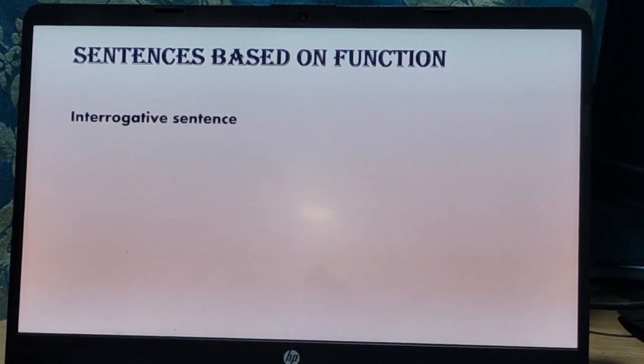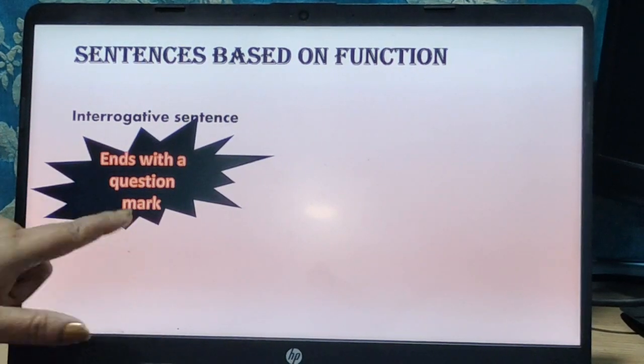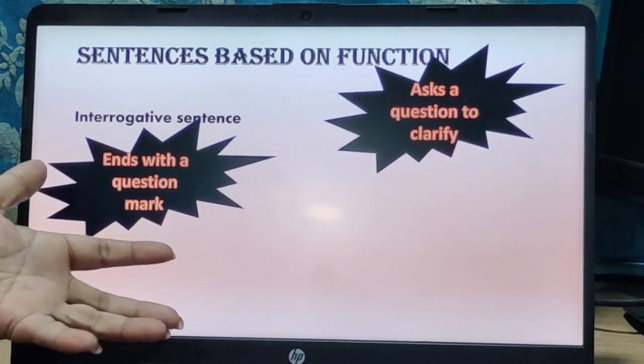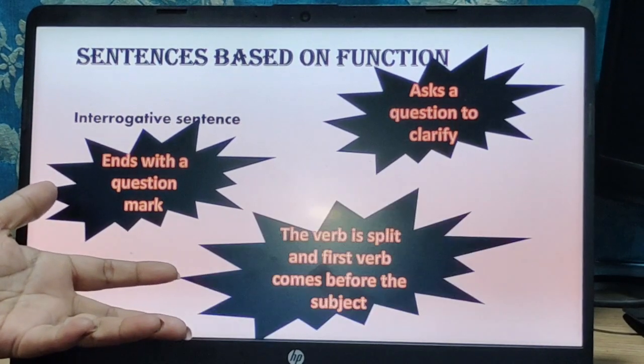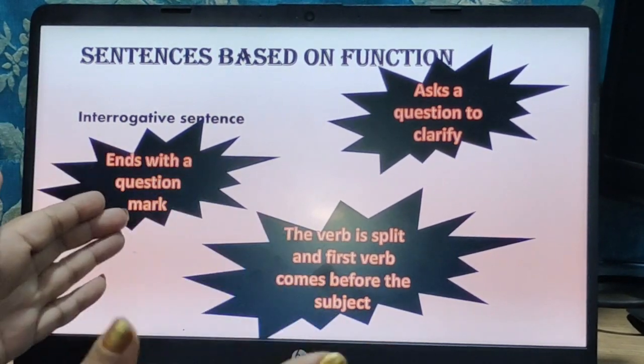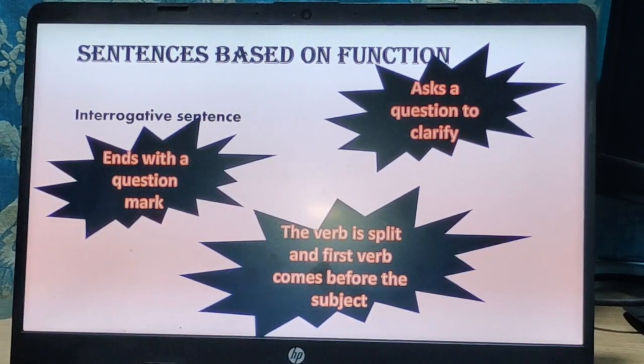Let's go to the third type, the interrogative sentence. As the name suggests, it ends with a question mark. Secondly, it asks a question to clarify something. And here the verb is split and the first verb comes before the subject. We'll come to know just now.